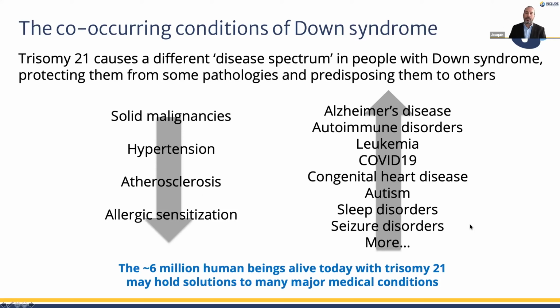So it becomes clear that if we study the population with Down syndrome, we'll make discoveries that will not only serve them first and foremost, but hopefully also will make discoveries about the etiology of these medical conditions that are modulated either positively or negatively by the trisomy, that also, of course, affect the general population.